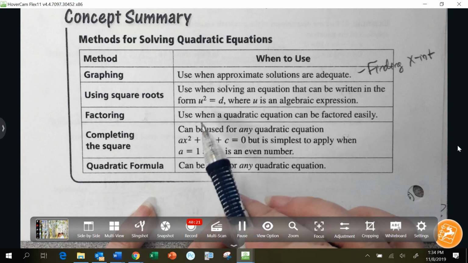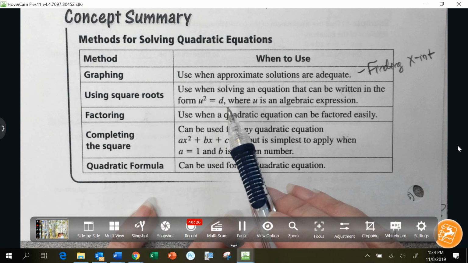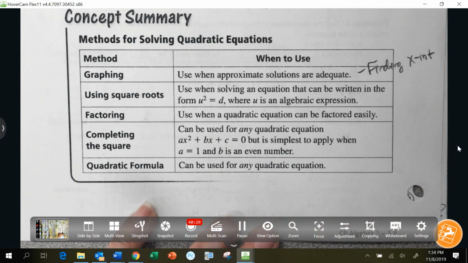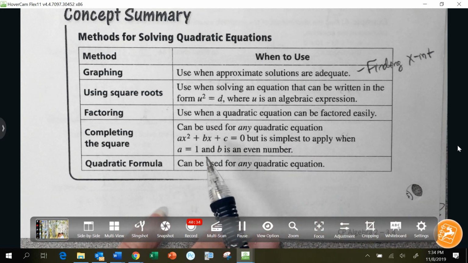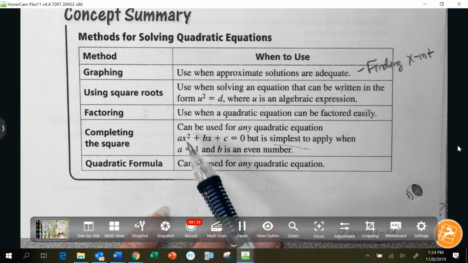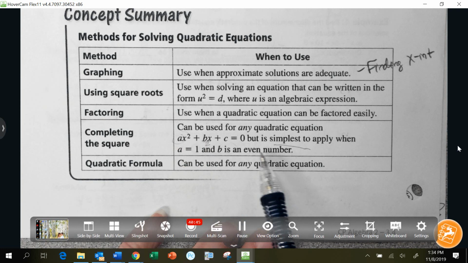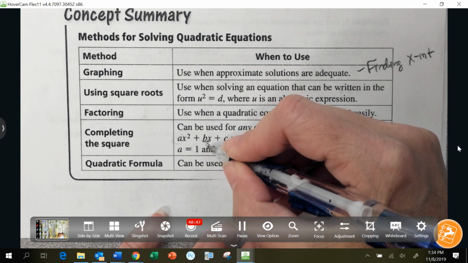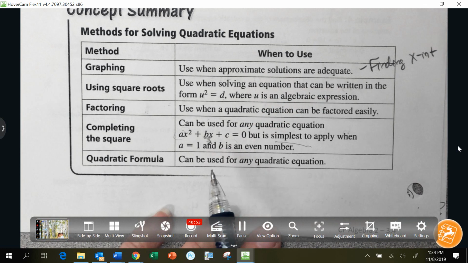Using square roots, you can only use square roots when you have something squared equals a number, like ax squared equals c. That's the only time you could use square roots. Factoring, if it can be factored easily, factoring would be the method I would want to use. Complete the square would be simplest if the a value is 1 and b is easily divided by 2. If b is an even number, then complete the square is pretty easy. And then quadratic formula, that can be used for any quadratic equation. So any of the ones from above, I can use the quadratic formula every single time.